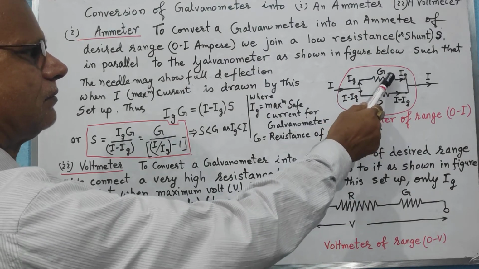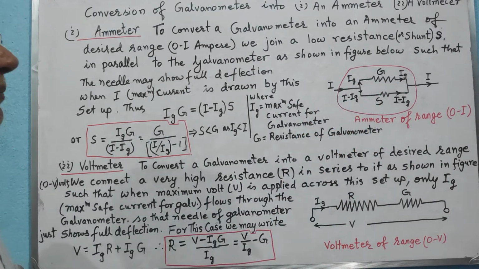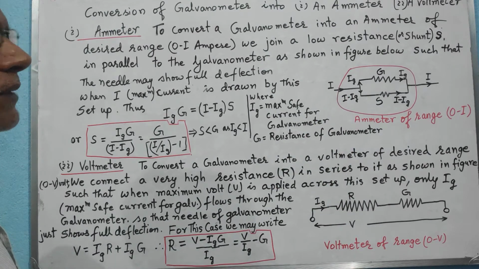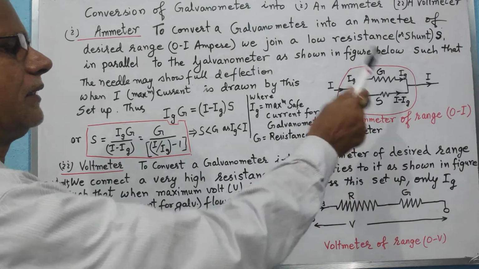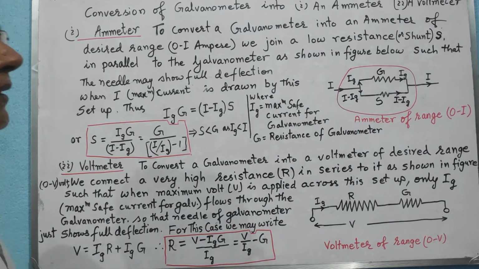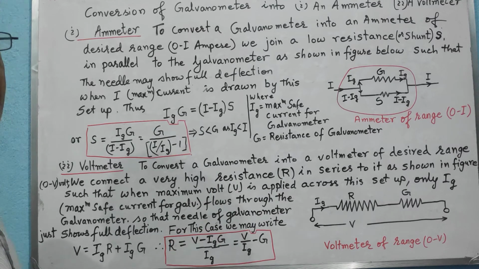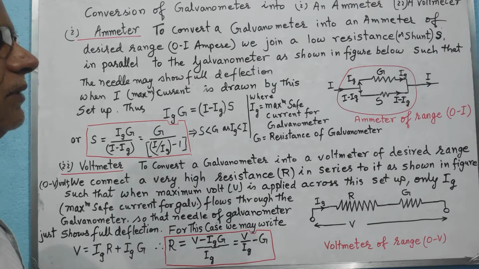This is our galvanometer, its resistance is capital G, and Ig is the maximum safe current for the galvanometer. It means that when Ig current is allowed to pass through the galvanometer, the needle shows full deflection, and if we increase the current beyond that, the needle will break down. So that is called the maximum safe current for the galvanometer.